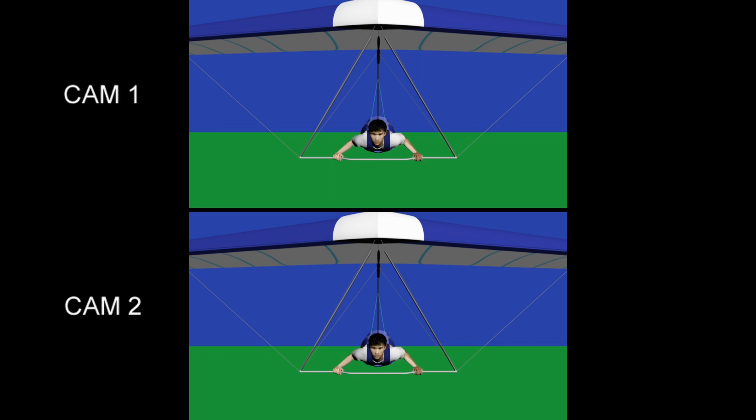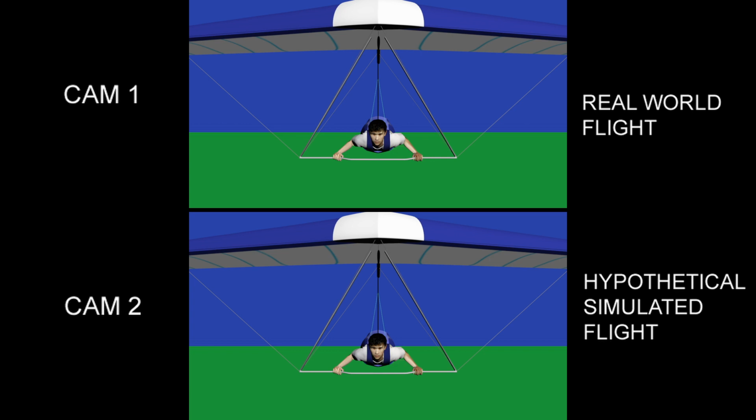Now remember that the difference in what you see is only in the cameras. Both cameras are filming the exact same pilot doing the exact same things. Keep in mind that Cam 1 is supposed to film the real-world situation, and Cam 2 is supposed to film a situation where the pilot is real, but he is hanging in a motion simulator and seeing the world through his VR headset.